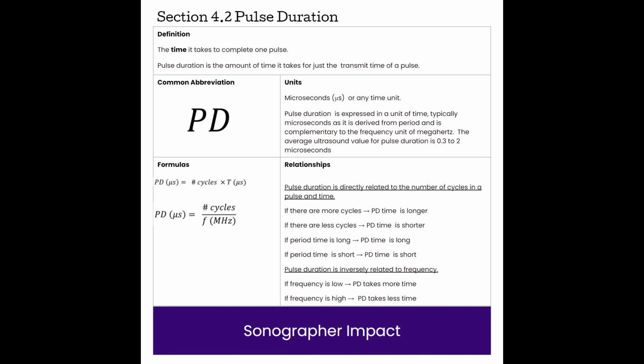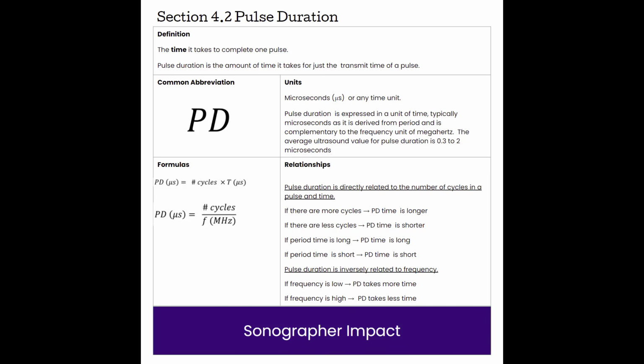So if there are more cycles, our pulse duration time is going to be longer. If there's less cycles, pulse duration time is shorter. If the period is long, then the pulse duration is long. If the period is short, then the pulse duration is also going to be short. Now we also can see that pulse duration is inversely related to frequency, as frequency is the denominator, and the denominator and the quotient are inversely related.